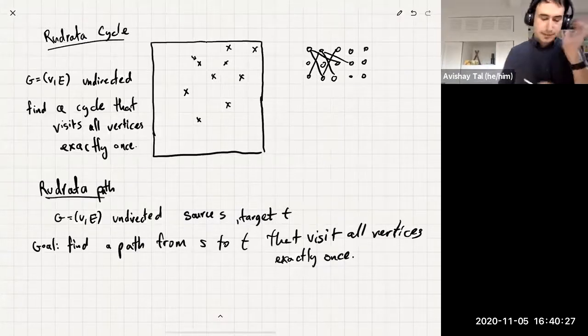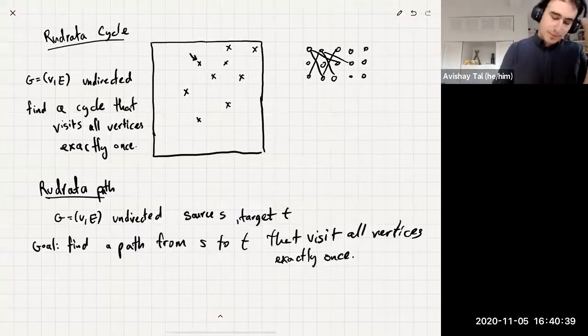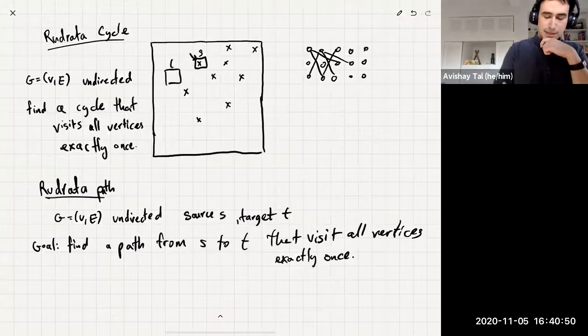Okay, so that's a slightly different version of this question. It's not the same question, because in one we are asking for a cycle, in the other we are asking for a path, and also we specify the starting point and the end point. So maybe you are giving me this specific location in the chessboard, and you're asking, can I start a path from here? And maybe I want to end, I don't know, here. So maybe here this is S and this is T.